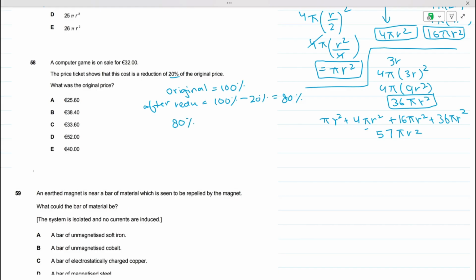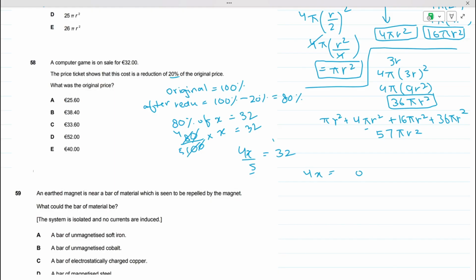So 80% of that particular thing equals 32 euro, right? Now see, 80%. When we remove the percentage sign, we get 100 in the division. Of means multiplication. 80 over 100 into x equals 32. 0 cancels with this 0. 4 5s are 20, so 4x by 5 equals 32.